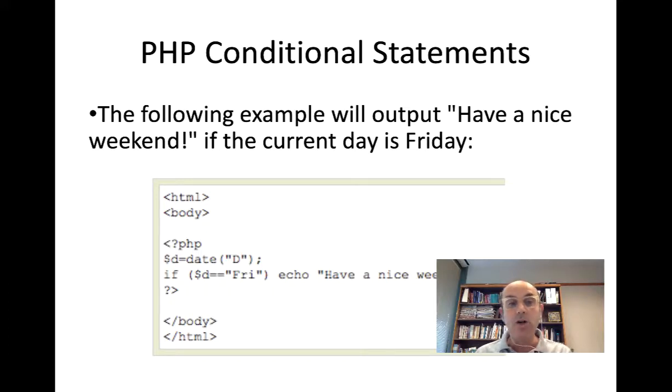And if we look at that, we have a variable called date, which is D, and if D is equal to Friday, have a nice weekend. And by doing that, I recognize what day it is, and if it is Friday, I will echo, display, have a nice weekend.